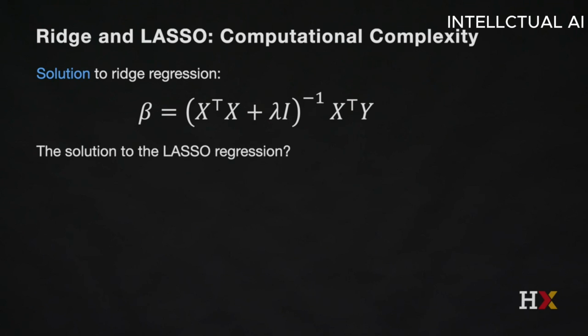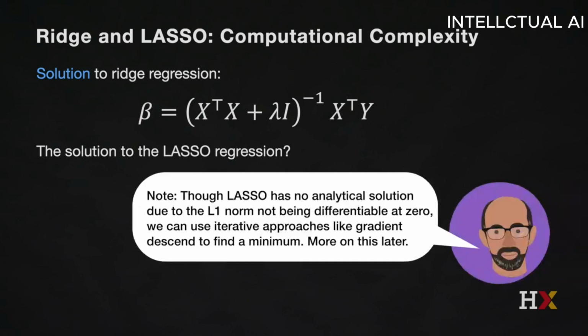Lasso does not have a conventional analytical solution, as the L1 norm has no derivative at 0, and therefore is slower to compute than Ridge regression.